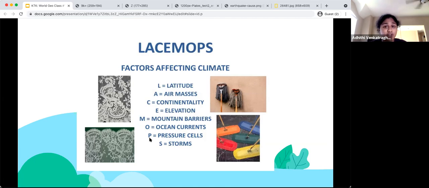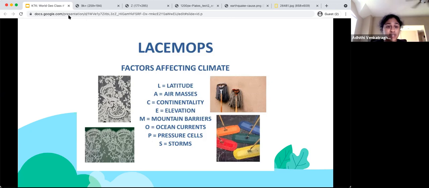So mountain barriers. Again, we can talk about the Himalaya mountains, and those mountain barriers are generally going to cause differences in the climate because of the big changes in temperature and air pressure that they have. Ocean currents can also affect the climate of an area because of the temperatures that they move around, and we can look at a diagram of ocean currents in just a minute.